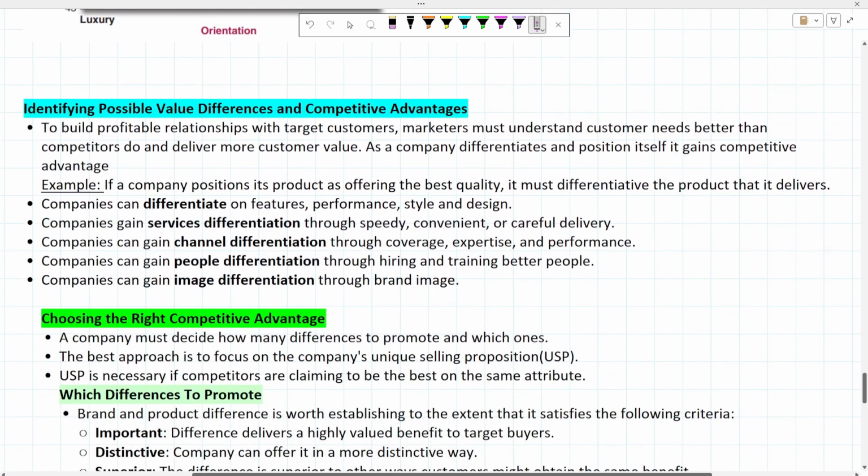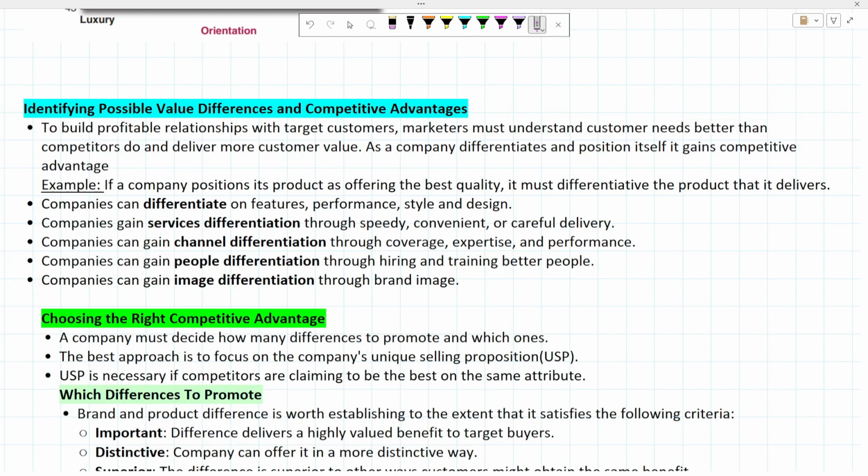So, identifying possible value differences and competitive advantages. To build profitable relationships with target consumers, marketers must understand customer needs better than competitors do and deliver more customer value. As a company differentiates and positions itself, it gains competitive advantage. An example of this is if a company positions its products as offering the best quality, it must differentiate the product that it delivers.